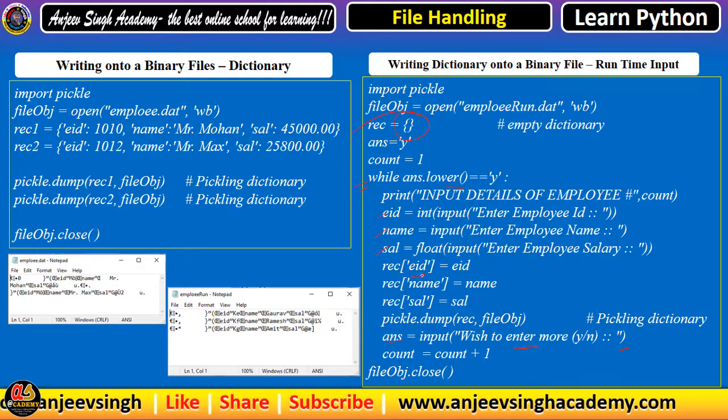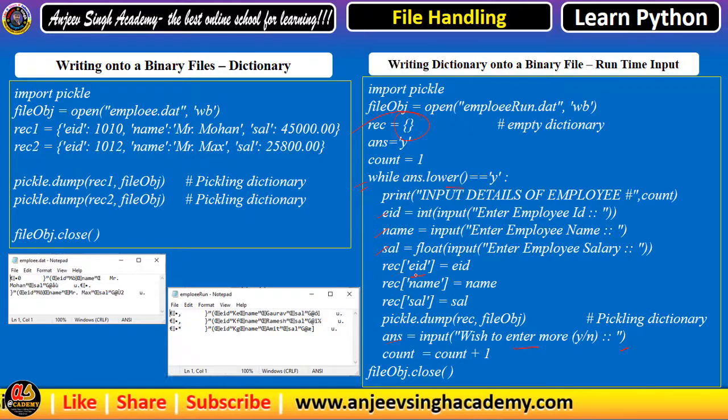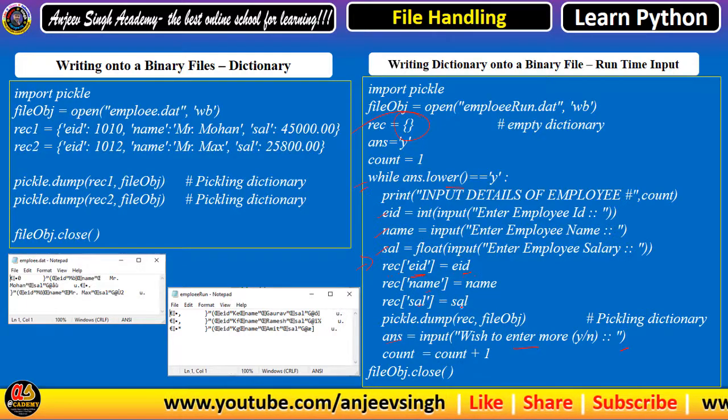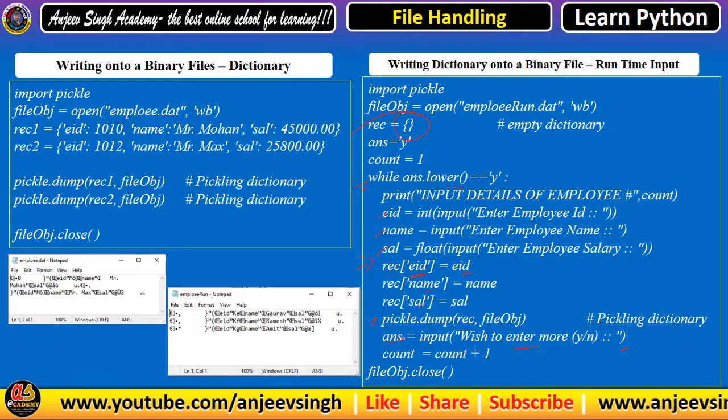A record eid is equal to eid. What is the meaning of this? This is the key and this is the value, and look at how Python will work. If such a key does not exist, it's going to add it, and if such a key exists, then it's going to update it. So the basic concept is working here. So this way we can add the records, and at last what I'm doing is the pickling.